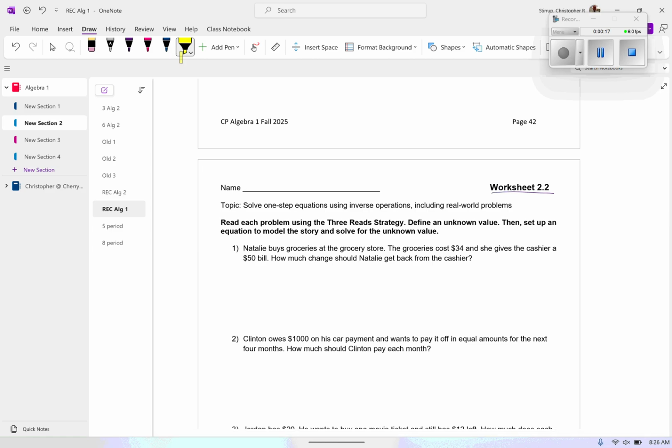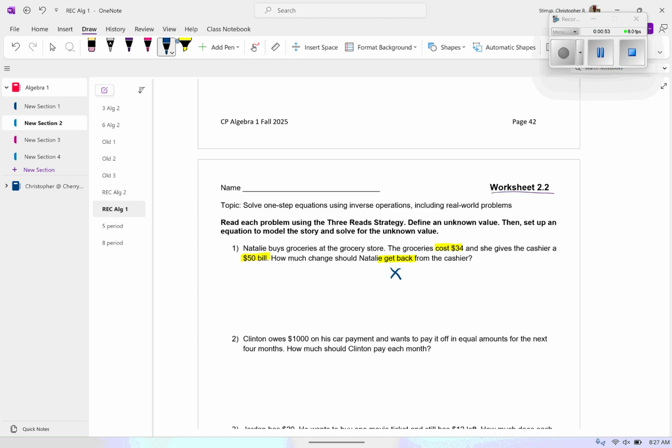It says read each problem and then define the unknown value, then set up an equation for the story to resolve. Remember, sometimes you might be able to just draw a picture and that could help you on the problem. It says Natalie buys groceries at the grocery store. The groceries cost $34 and she gives the cashier a $50 bill. How much change should Natalie get back? So she paid $34. She gave $50. And then how much should she get back? So getting back, that probably should be our X or whatever letter you want to do it.